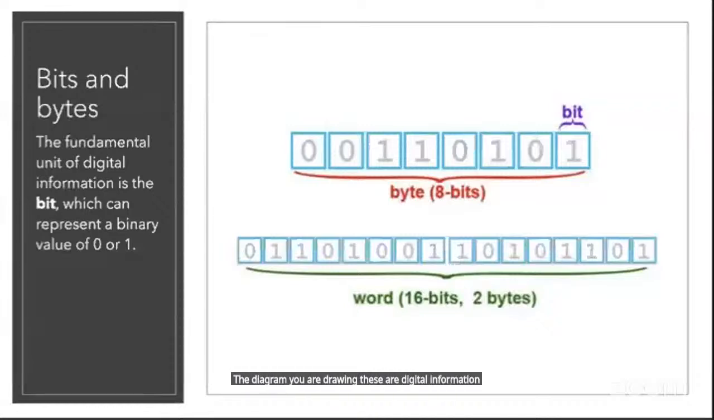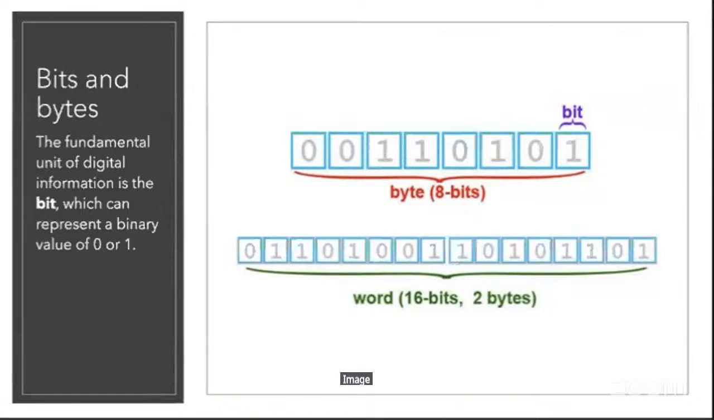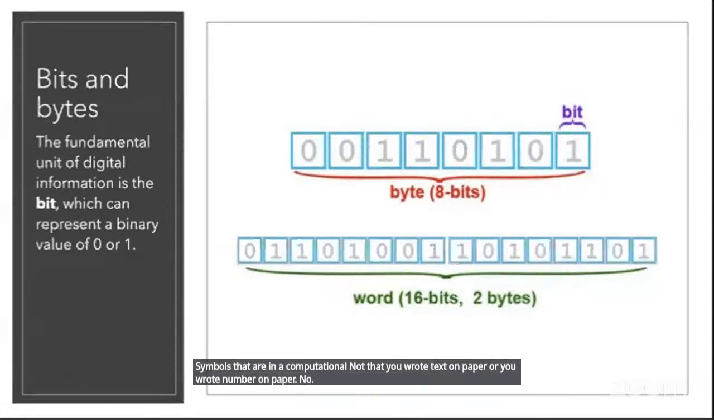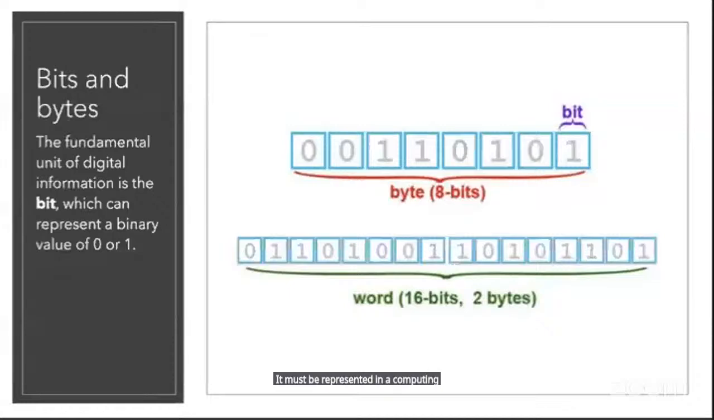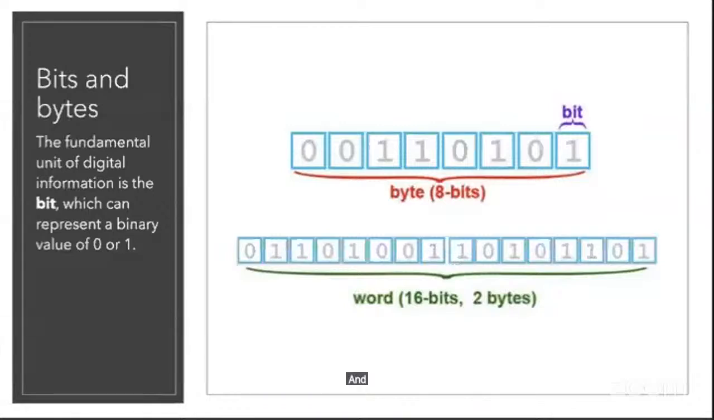So when you hear about digital information, don't think it's just text you wrote. No, audio, video, image, text, numbers, signs, symbols that are in a computer. Not that you wrote text on paper or you wrote number on paper. No, it must be represented in a computing system. These are what we call digital information. So the SI unit, but I don't want to be quoted that I'm saying the SI unit. The fundamental unit of digital information is the word bit. And bit represents 0 or 1.